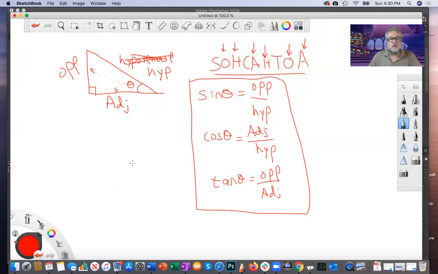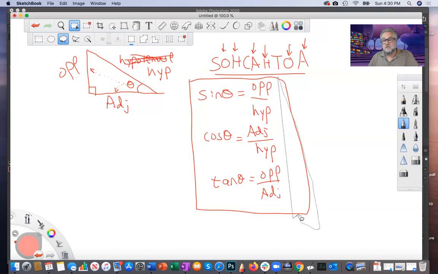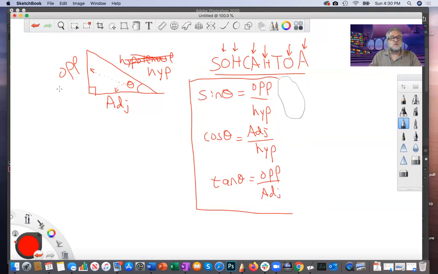We have another set. Wait, let me make this rectangle a little fancier. Let me get rid of that too. There we go. Draw my line a little tighter. Oops, get rid of that.